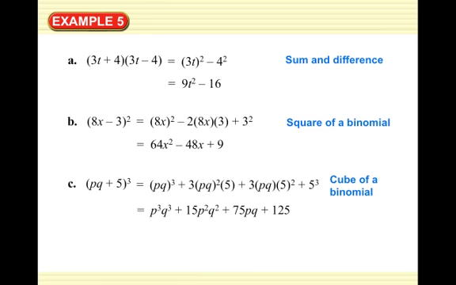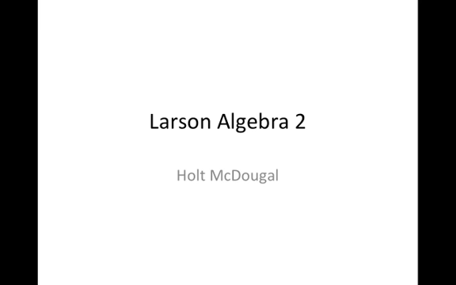So we get p cubed q cubed, plus 3 times 5 is 15, and then we need to square the p and the q, so p squared q squared, plus, let's see, 5 squared is 25, times 3 is 75, pq, plus 5 cubed is 125. We have all different terms, so there's no terms to combine, and we are done. Okay, that is all the examples.